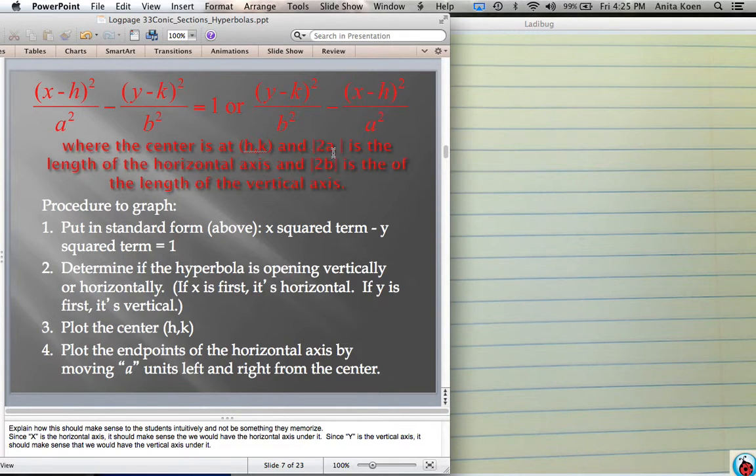The absolute value of 2a is the length of the horizontal axis, and the absolute value of 2b is the length of the vertical axis. And again, that makes sense because the a is under the x here, so that would be the horizontal axis, and the y is under the b, so that would be the vertical axis.